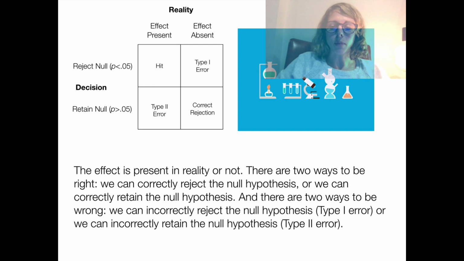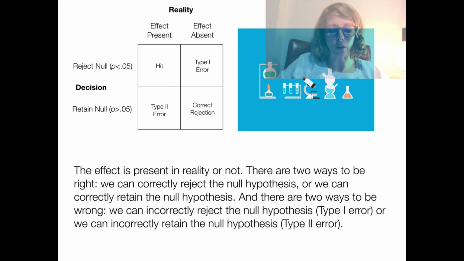But then we also have 2 ways of being wrong. We can incorrectly reject the null hypothesis and make an inference that the relationship or the effect we've observed is due to systematic factors, which is called a type 1 error, which is equivalent to a false alarm. Or we can incorrectly retain the null hypothesis and assume that the sample we've drawn, the relationship we've observed or the effect we've observed is just due to chance variation, when in fact there is a systematic relationship there. This is a type 2 error or a miss.